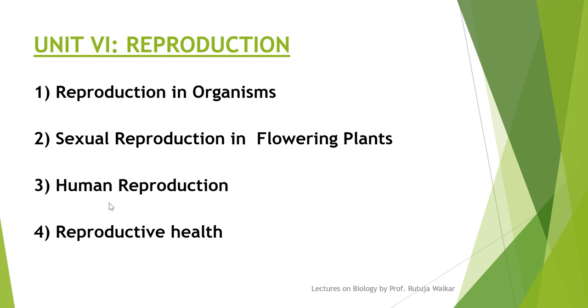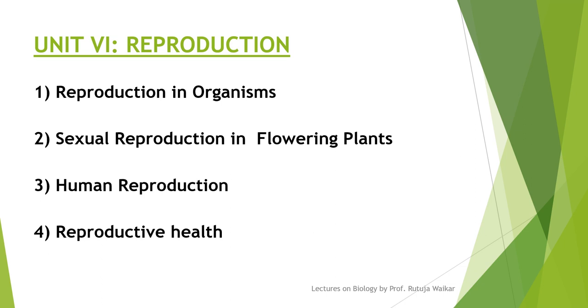The third chapter under unit 6 is Human Reproduction. In human reproduction, you will study how humans reproduce. That means what the male gamete is, what the female gamete is, the parts of the male and female reproductive system, then blastocyst formation and how embryo development is carried out. All this we have to study under the third chapter.